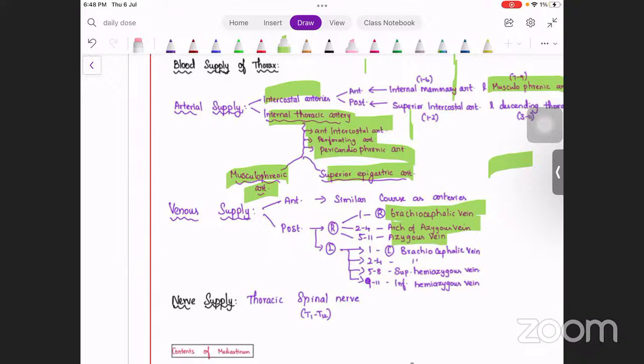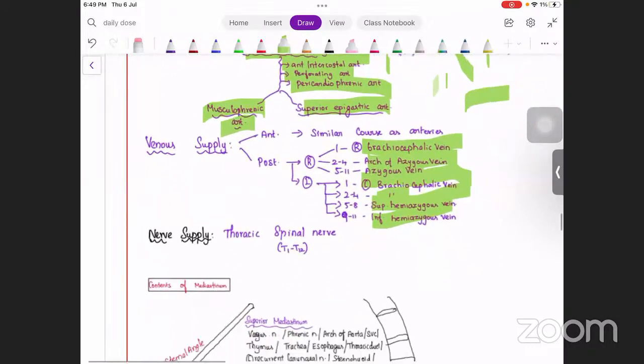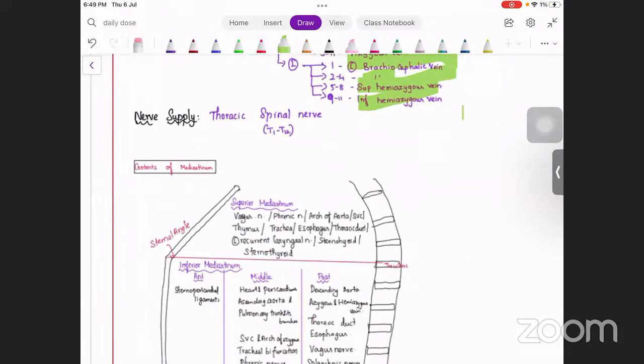On the left side, on the contrary, the first 1 to 4 drain into the left brachiocephalic vein, while 5 to 8 drain into the superior hemiazygos and 9 to 11 into the inferior hemiazygos. So that's the change here, people. For the right side, the first is right brachiocephalic, 2 to 4 the arch of azygos, and the remaining the azygos vein. On the left, 1 to 4 go to the left brachiocephalic, 5 to 8 the superior hemiazygos, and 9 to 11 the inferior hemiazygos vein. The nerve supply of your thorax is from the thoracic spinal nerves, T1 to T12.